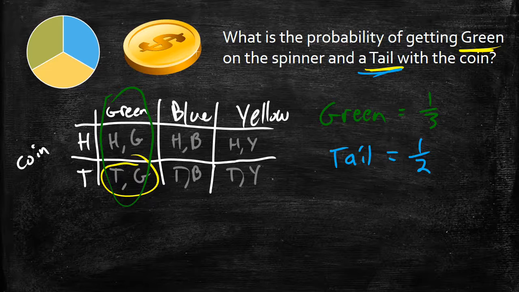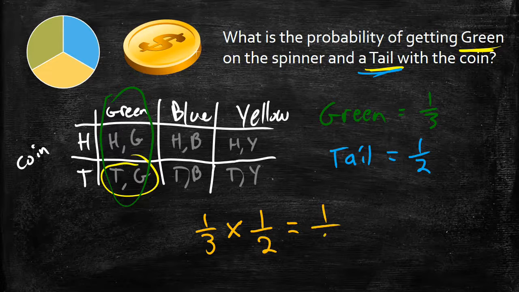Now, the way that I can use this is I can use my knowledge from fraction multiplication here, and I can do my probability of getting my first outcome, which is green. I can go 1/3. I can multiply that by the probability of my second outcome, which is getting a tail, which is a 1/2. And I will end up getting 1/6 because I know my top times my tops, and my bottom times my bottoms give me 1/6. So the probability of getting a green on the spinner and a tail with a coin is 1/6.